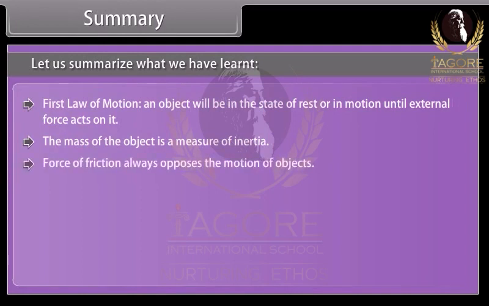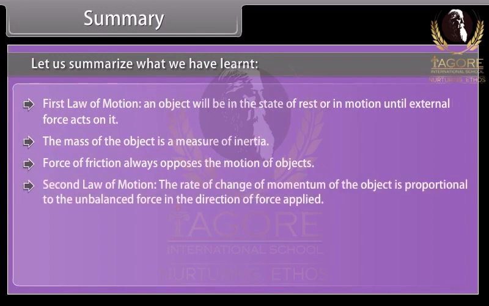Force of friction always opposes the motion of objects. Second law of motion: the rate of change of momentum of an object is proportional to the unbalanced force in the direction of the force applied. The SI unit of force is kilogram meter per second squared.